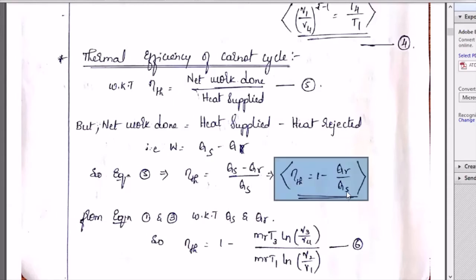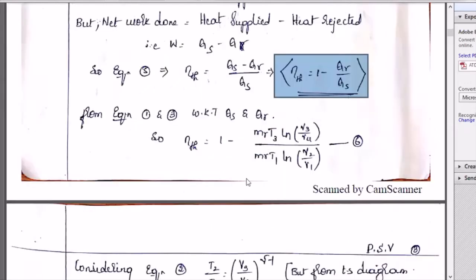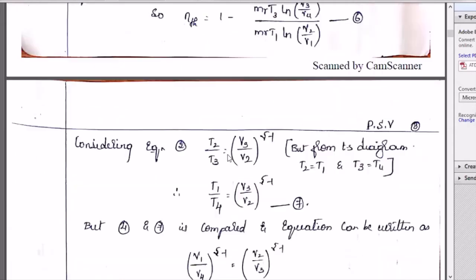QR and QS we get from equation number 1 and equation number 3. So substituting equations 1 and 3 into this equation, we get this. MR cancels. We can also cancel V3 by V4 and V2 by V1, only when I prove V3 by V4 is equal to V2 by V1. How can I prove this? Simple. Consider the second equation. The second equation was this, from the adiabatic condition.